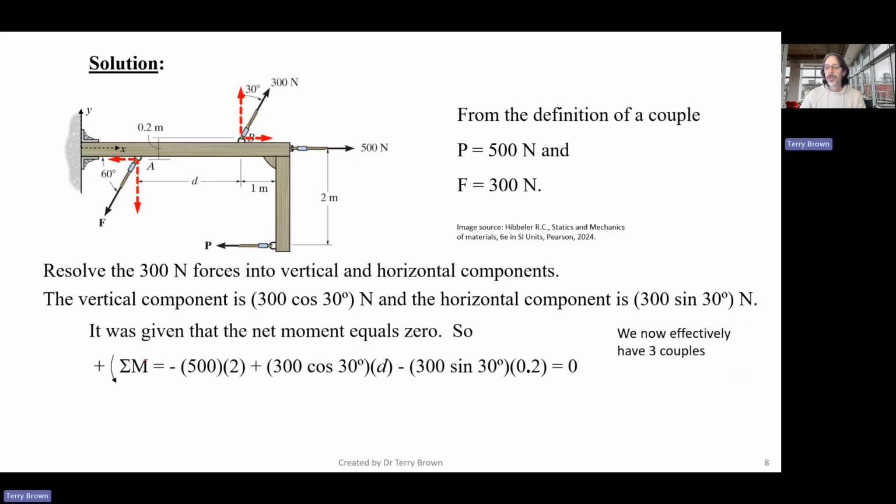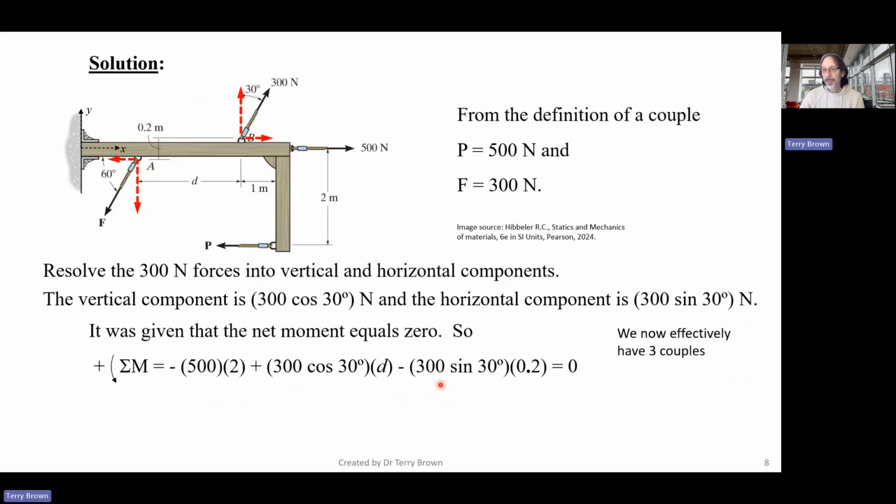Once we've got our components, it was given that the net moment equals 0. I'm just going to change back to laser pointer. So taking the sum of the moments, note I haven't indicated here the point that I'm taking moments about because I'm just adding up all of the couples. I've got 3 couples here. This one out here, the 2 horizontal original forces, and now we've got a couple: the horizontal component at B and the horizontal component at A form a couple, and the vertical component at B and the vertical component at A also form a couple, so we can just add up all of the couples.